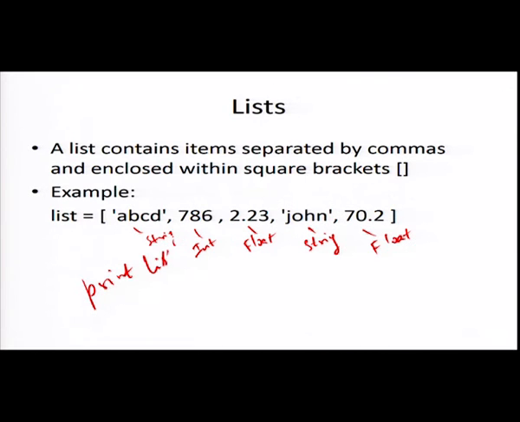Now, if I am going to print, print list, what will happen? All ABCD, 786, 2.23, John, 70.2, everything will get printed. So, this is what list is.